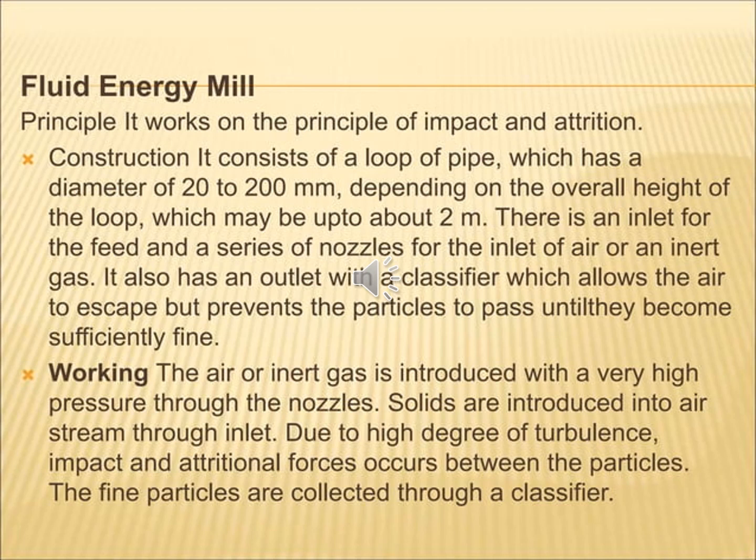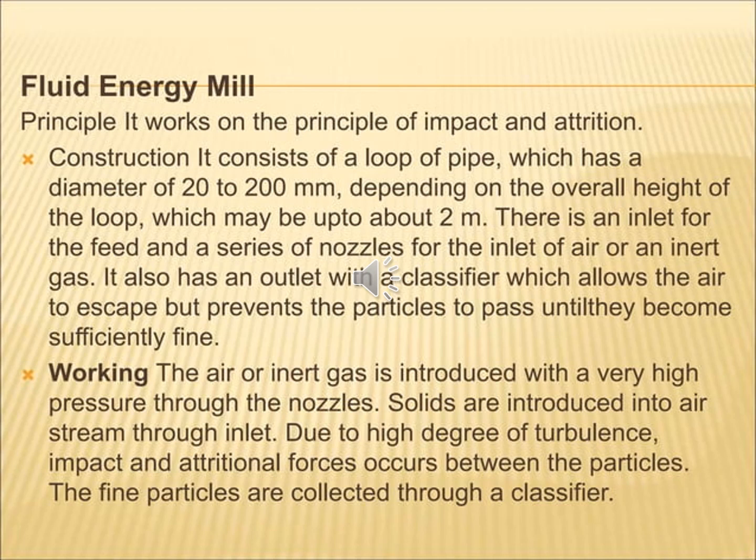Fluid energy mill. Principle: it works on the principle of impact and attrition. Construction: it consists of a loop of pipe which has a diameter of 20 to 200 millimeters depending on the overall height of the loop, which may be up to about 2 meters. There is an inlet for feed and a series of nozzles for the inlet of air or an inert gas. It has an outlet with a classifier which allows the air to escape but prevents the particles from passing until they become sufficiently fine.